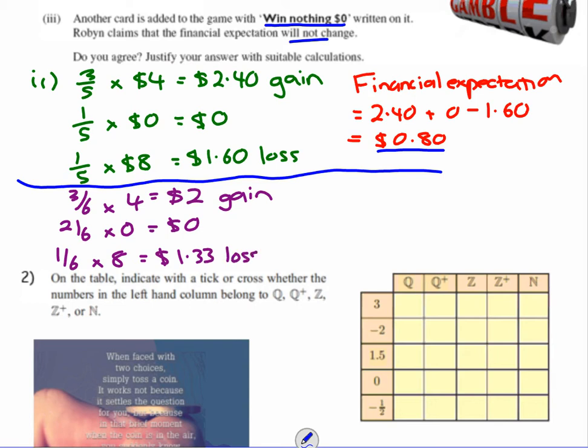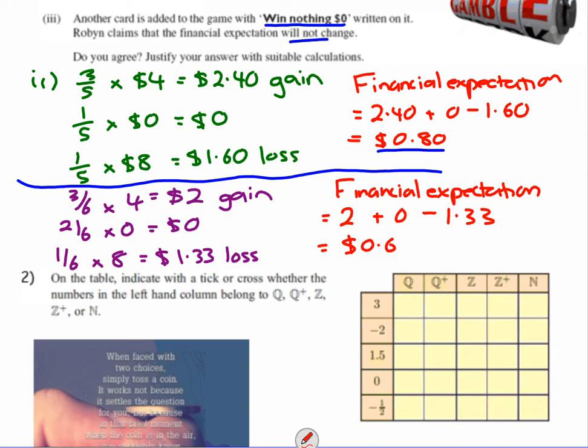So now let's work out the financial expectation and see if it stays the same. Financial expectation will equal $2 gain plus a $0 gain minus a $1.33 loss. So what do we have this time? We have a 0.67 gain. So overall, what we had to say was, do you agree? And so you could put don't agree.